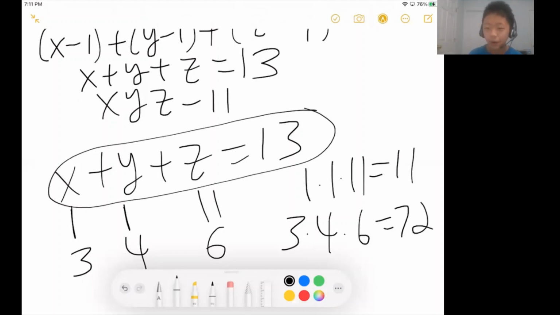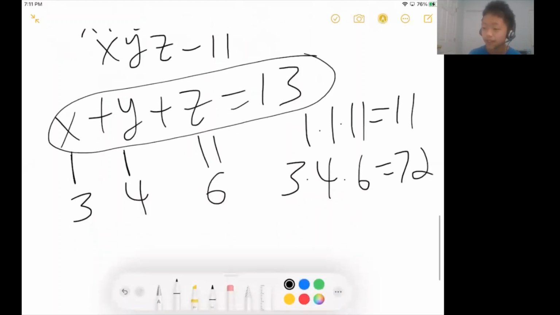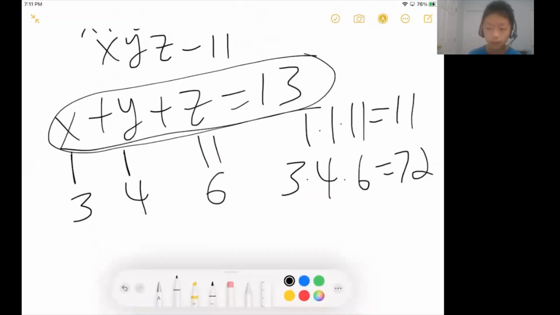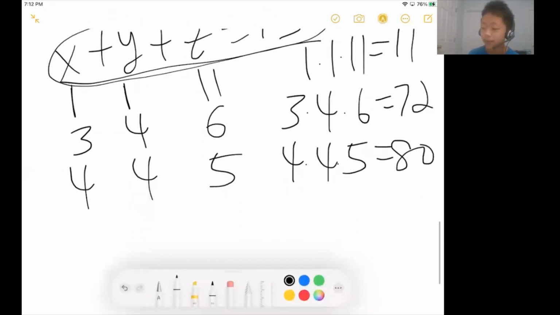So knowing that, if you want to maximize the product and we know x plus y plus z is 13, the way to make x, y, and z as close as possible is to make x equal to 4, y equal to 4, and z equal to 5. In this case, they're as close as possible together. So x times y times z is 4 times 4 times 5, which is 80. We want xyz minus 11, so our final answer would be 80 minus 11, which is equal to 69.